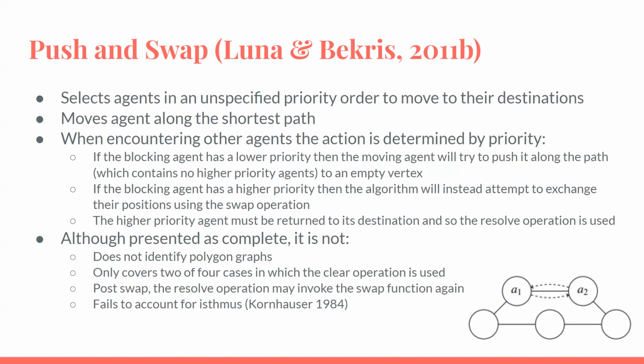If the blocking agent has a higher priority than the moving agent, then the algorithm will instead attempt to exchange their positions using the swap operation, which I'll explain in a moment. The higher priority agent must be returned to its destination, so the resolve operation is used to attain that. If we move an agent that's already in its destination using the swap operation, it's imperative that it makes its way back to its original spot in order for this to be solvable.